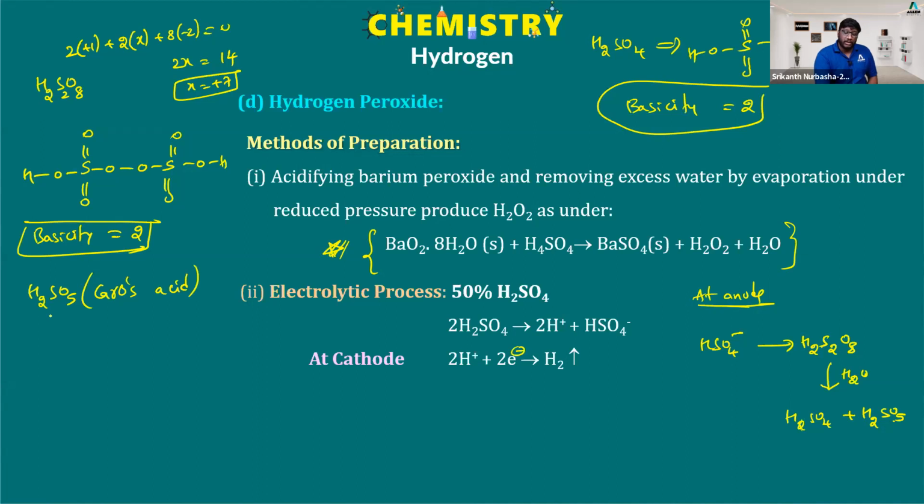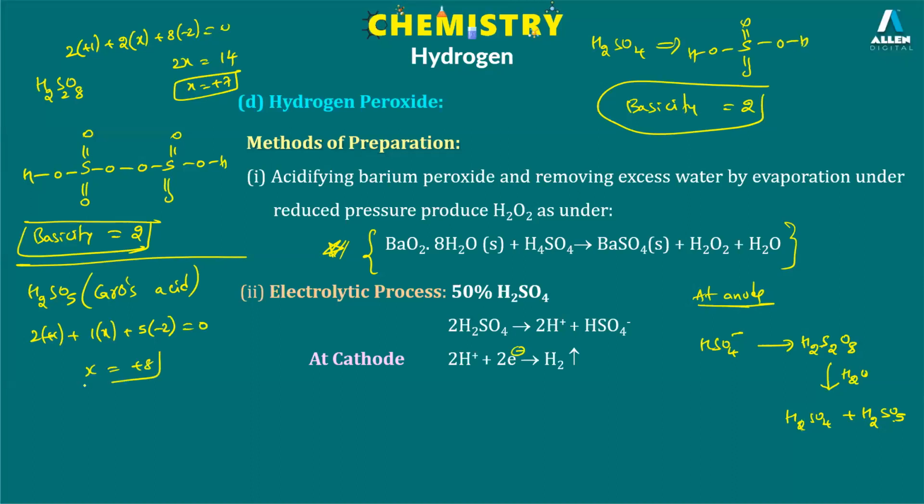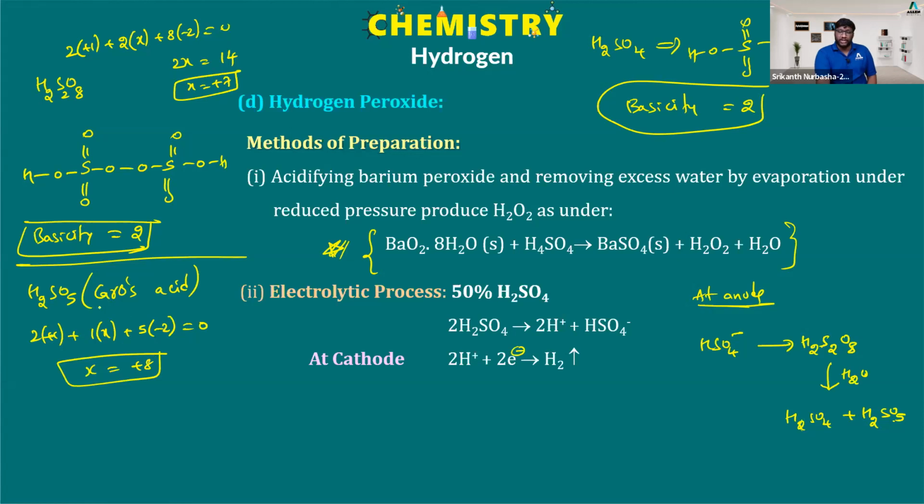This H2SO5, try to calculate the oxidation state. Hydrogen, 2 into plus 1, plus 1 sulfur, 1 into X, plus 5 oxygens, 5 into minus 2 is equal to 0. So what is X? X will be equal to 10 minus 2, that is plus 8. Calculated oxidation state greater than the maximum oxidation state. So what type of structure do you have? Peroxy linkage will be there. But do we have more than one sulfur atom or only one sulfur? Only one sulfur. So we have an S-O-O-H linkage. And we have S double bond O, 1, 2, 3, 4, so 5 oxygens, 1 sulfur, 2 hydrogens. Basicity will be 2 again.